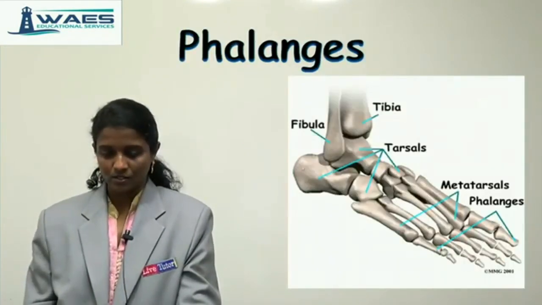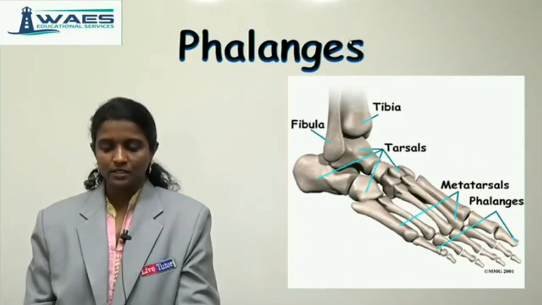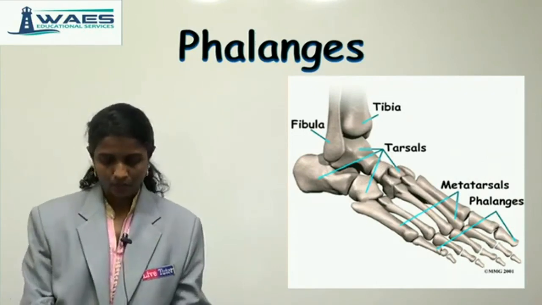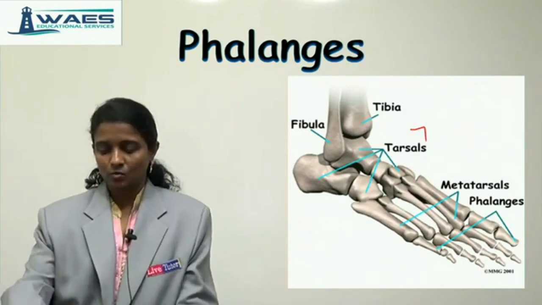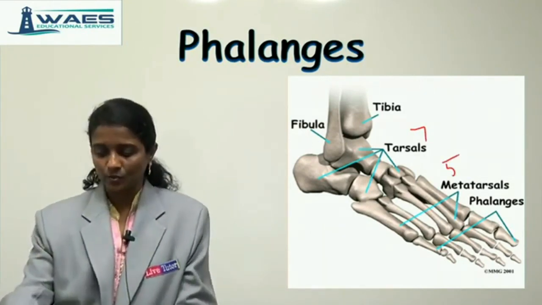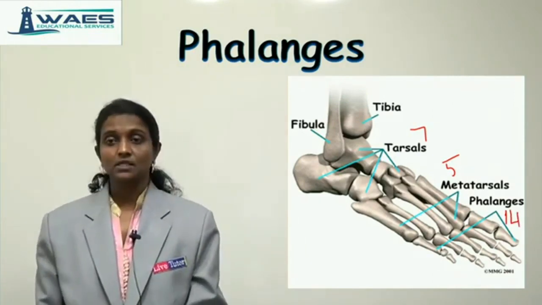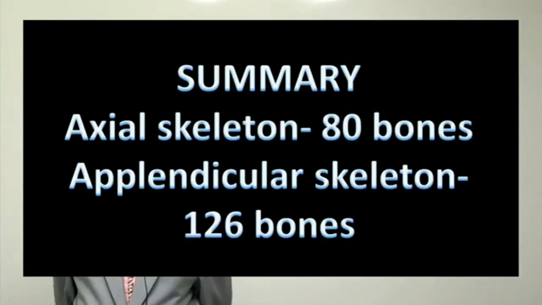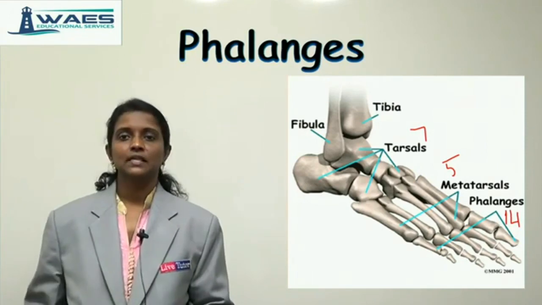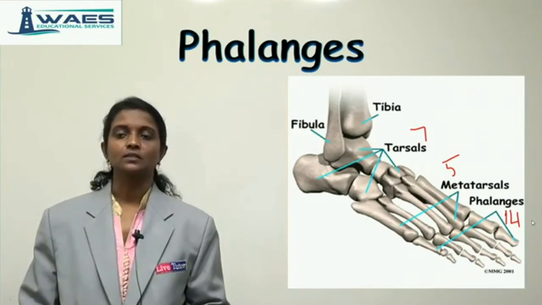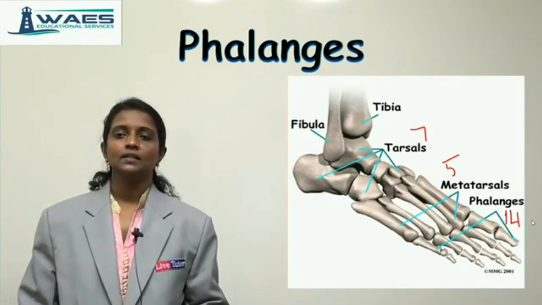And finally the phalanges. As you can see, there will be femur, tibia, fibula, then tarsals, where the total number of bones is 7, then metatarsals only 5 on each side, and phalanges 14 on each side. If you take into account all of this, we get 206. So the summary is that the axial skeleton is 80 bones and the appendicular skeleton is 126 bones. That way we have learnt the skeletal system in detail, and we have taken into account the 206 bones, and we found the functions of each bone.